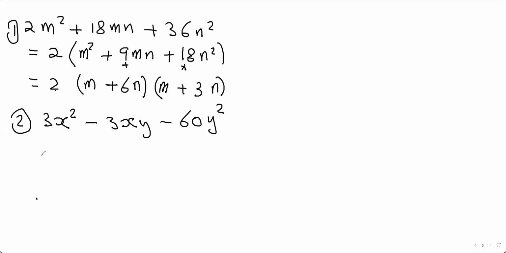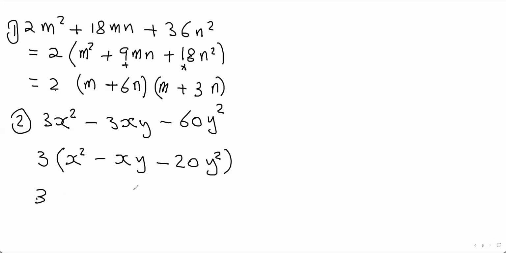Now, the next question right here, again, I'm going to take out 3 as the greatest common factor. I'm going to get x squared minus 3 divided by 3 is 1. So just 1 xy, and we don't need to write the 1 there because it's invisible. Minus 60 divided by 3 is 20 y squared. Now look at how easy it is. You open 2 set of brackets. X squared in here, put an x here and x here. And since I have a y squared here, I have to put a y here and a y here.